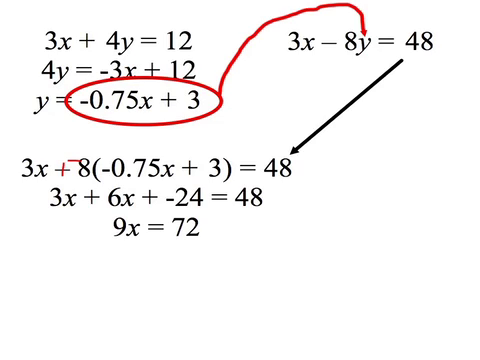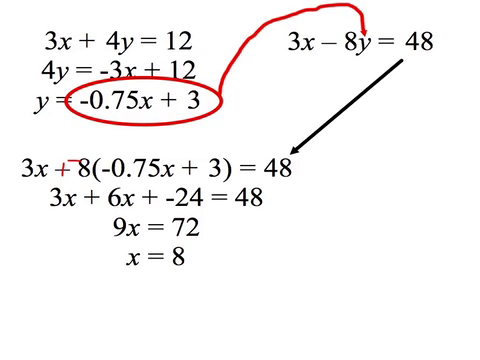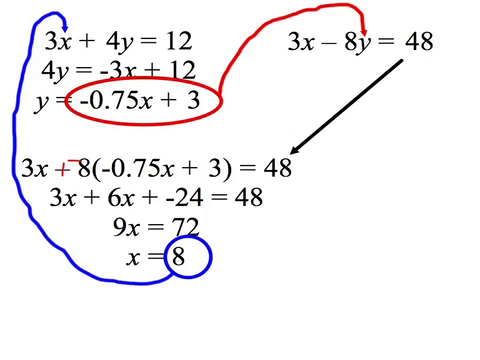My next step is to combine like terms to get 9x. And at the same time, I added 24 to both sides, so now I have 72 on the right side. Divide both sides by 9, and I get x equals 8. And now that x is 8, I can do just as I did on the first example. I can substitute that 8 for x in either one of the original equations. This time I pick the equation on the left.